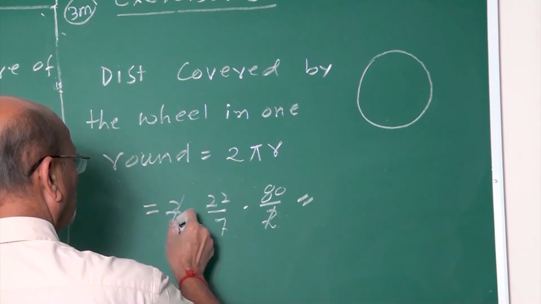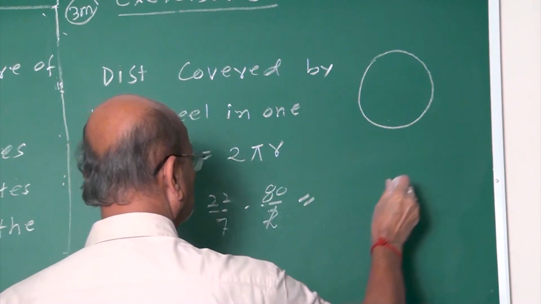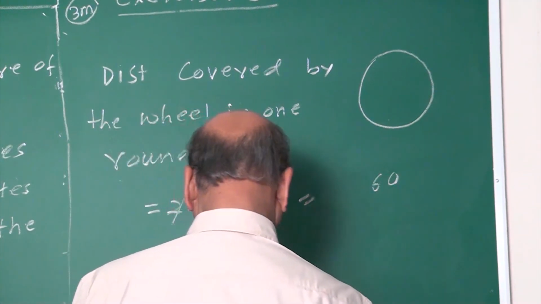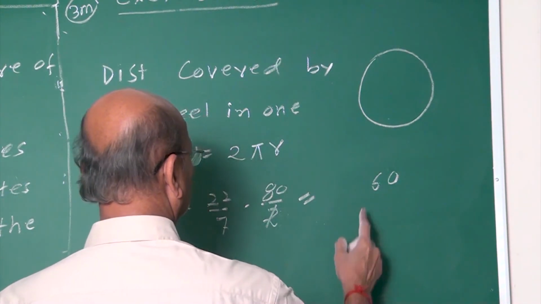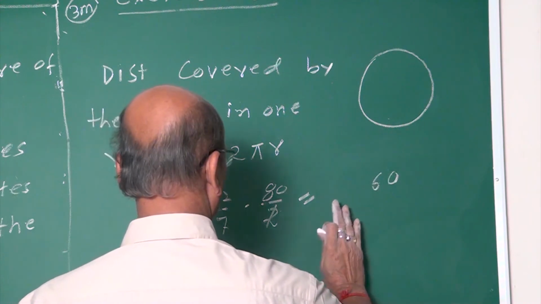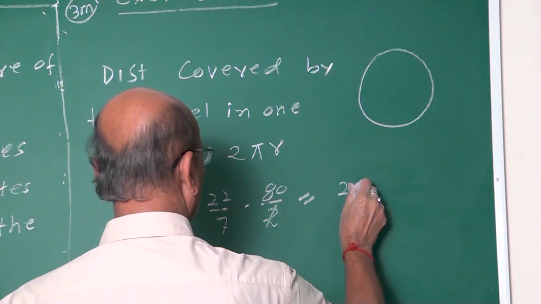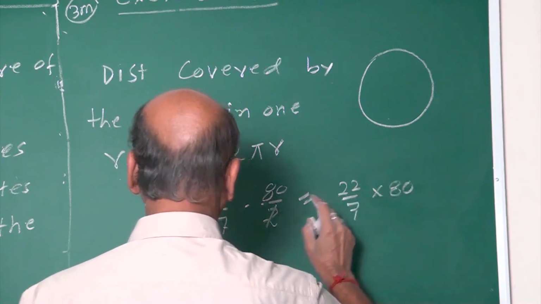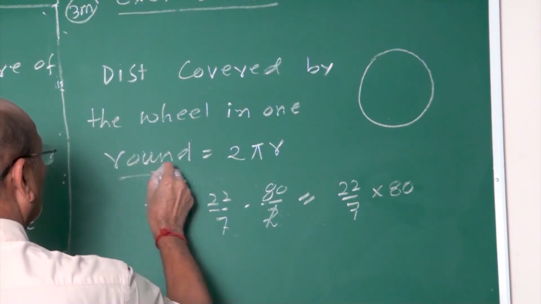So, my friend, 2 cancels with 2, this gives 22 upon 7 into 80. Otherwise, you can write only this itself because cancellation becomes easy later. This is 22 upon 7 into 80. What is this? Distance covered by the wheel in one round.